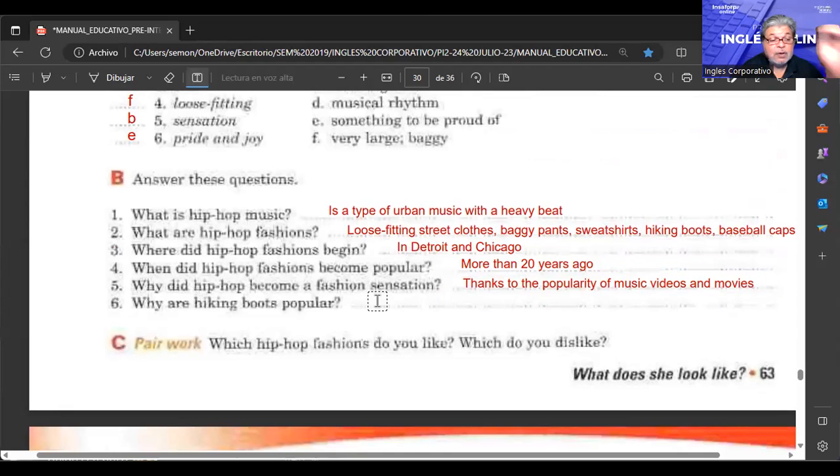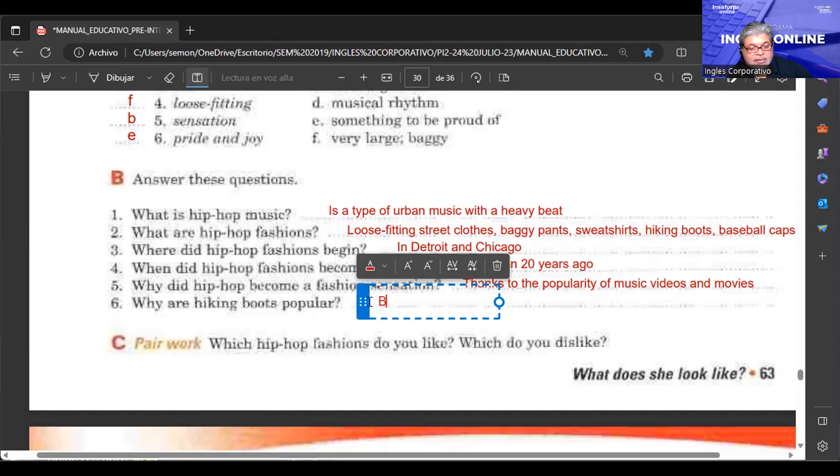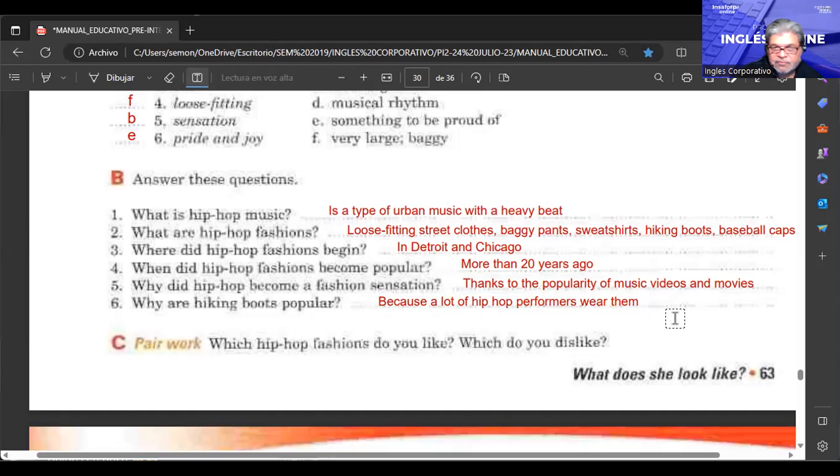Why are hiking boots popular? Because a lot of hip hop performers wear them. Yeah, because a lot of hip hop performers wear them. Okay.